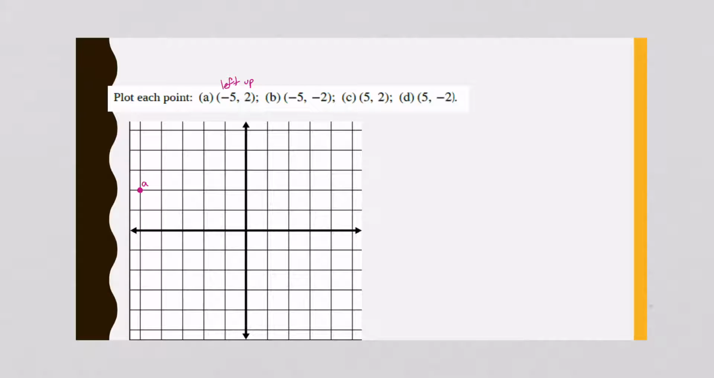On B, left 5, down 2. So left 5, down 2. And I'm going to put the little letter B there. 5, 2, that means right 5 and up 2. That's right there. So that's part C. And then 5, negative 2, right 5, down 2 is down here.